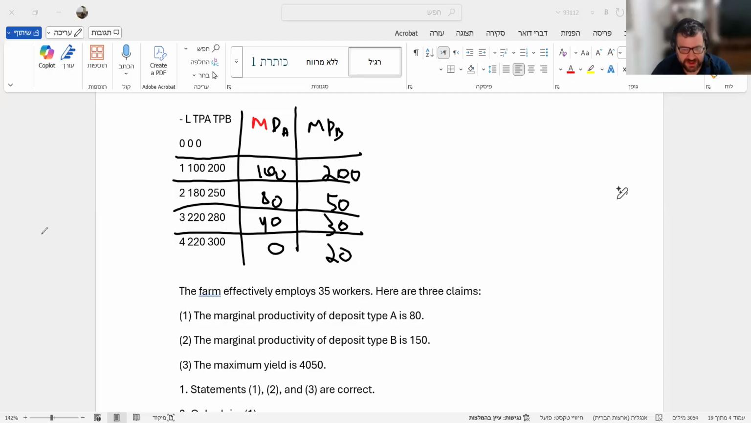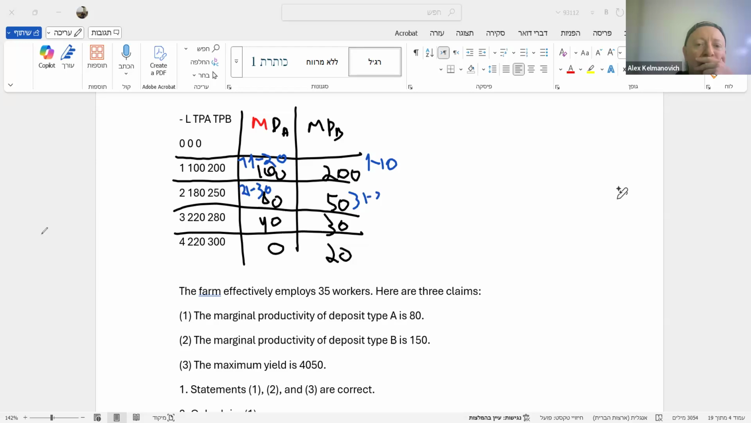So the first is true, the third is true, and the second is not true. Okay, let's check it. So we have 35 laborers. Let's allocate them. The first group of 10 goes to B, 1 to 10. After that, from 11 to 20. After that, from 21 to 30. And from 31 to 35. Okay, so this is the allocation.